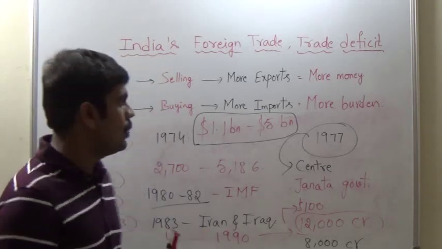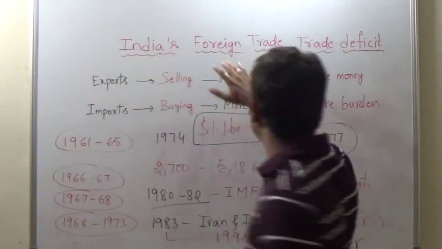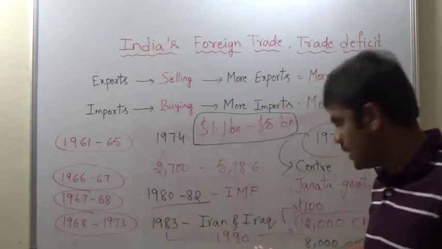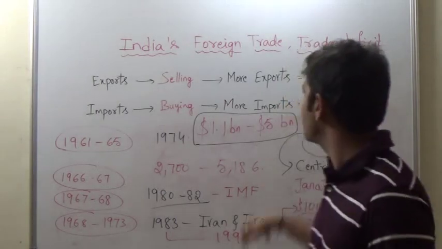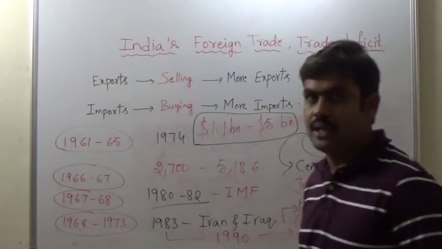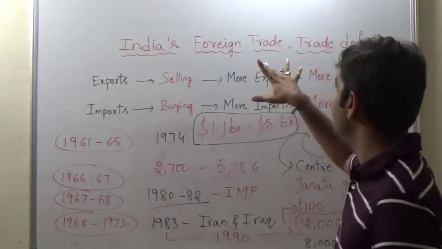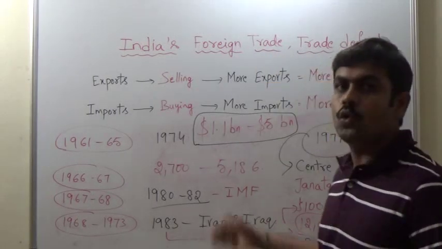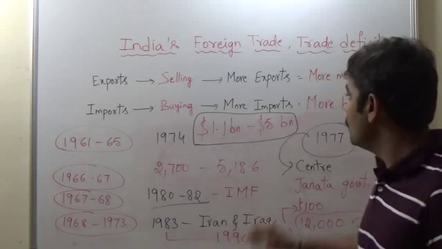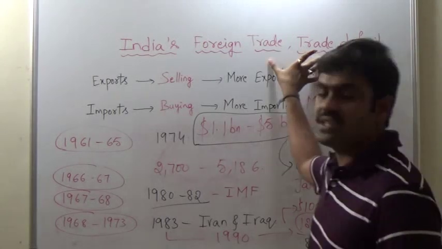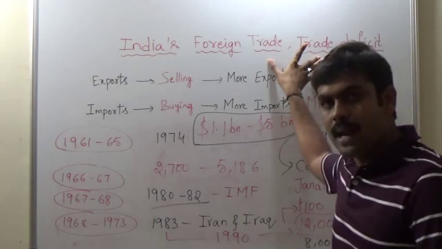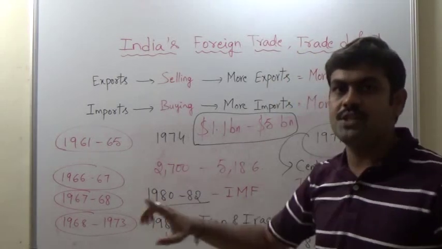So with this we have almost completed the foreign trade and trade deficit of India up to 1990, but I will give one more class on India's foreign trade and trade deficit, that is the finishing class of this topic, covering the situation from 1990 till now, and what the trade policies of India have been from the beginning, what are its advantages and drawbacks, which will also be discussed in that finishing class.